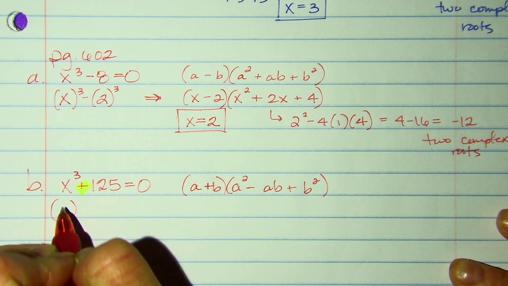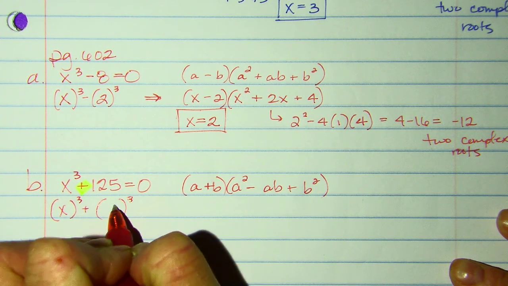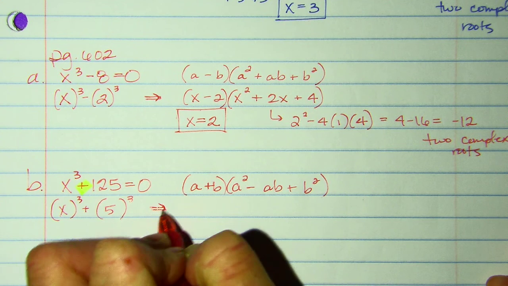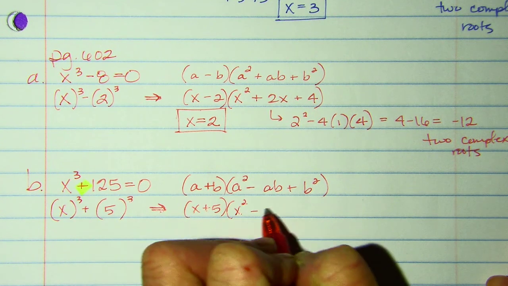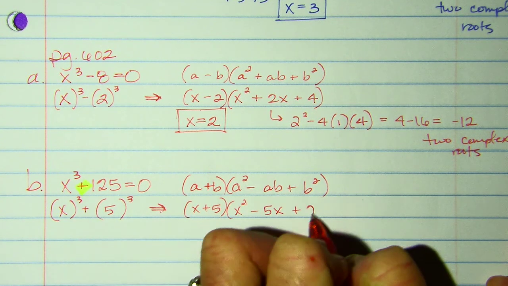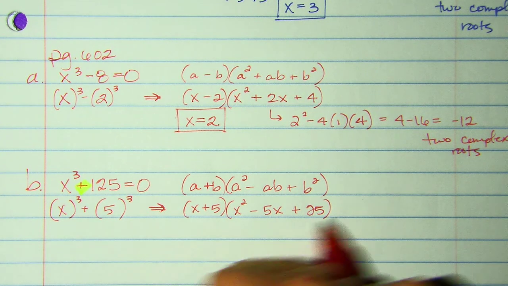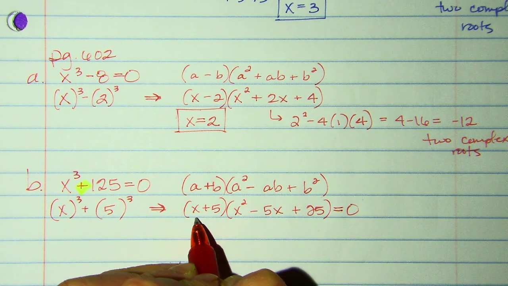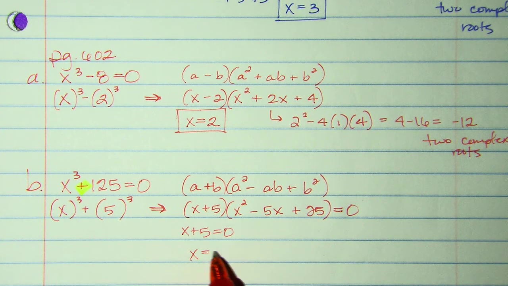So this is x cubed plus the number here would be 5 cubed. So my factors are x plus 5, x squared minus 5x plus 25, because it's the 5 squared. So this first factor, if I set these equal to 0, x plus 5 equals 0. X would equal negative 5.